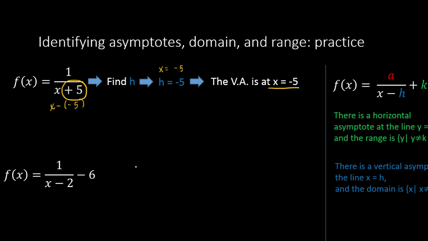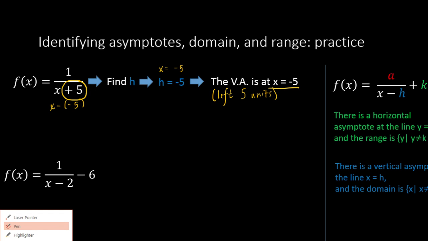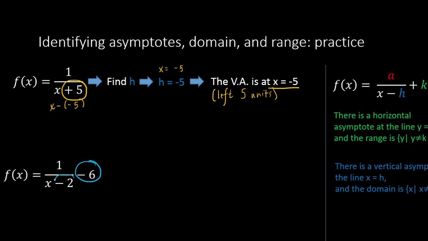If you wanted to be a superstar, you could also tell me that this would also cause a translation left 5 units. Okay, building on what we practiced before, but let's just stick to asymptotes for now. What about this other one? f of x equals 1 over x minus 2 minus 6. I'm subtracting 6 over here, and I'm subtracting 2 in the denominator.